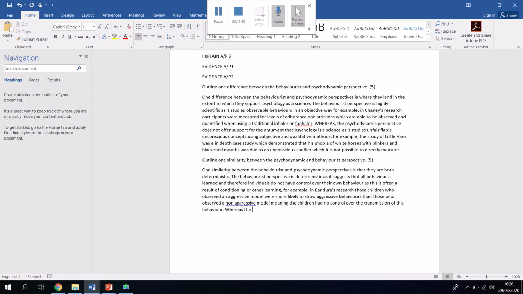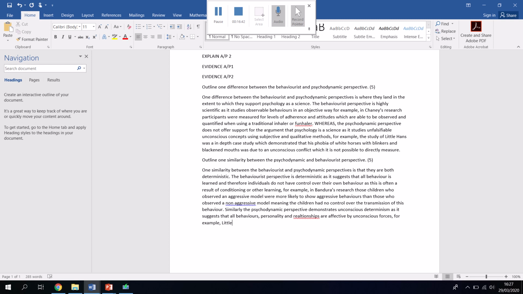whereas the psychodynamic perspective, or you could even put similarly because we're talking about a similarity. So similarly, the psychodynamic perspective demonstrates unconscious determinism, as it suggests that all behaviours, personality, in relationships are affected by unconscious forces.